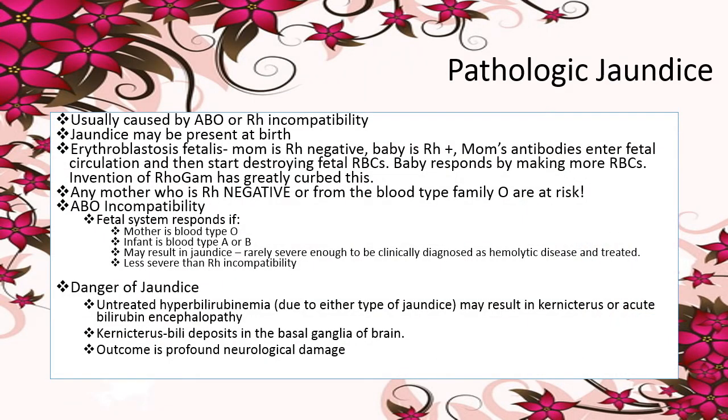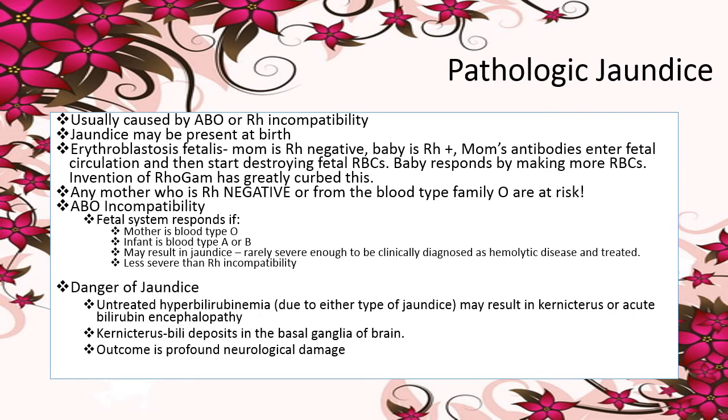Okay, so let's take a look at pathologic jaundice. It's usually caused by ABO or Rh incompatibility. Jaundice may be present at birth. Erythroblastosis fetalis: mom is Rh negative, baby is Rh positive, mom's antibodies enter the fetal circulation and start destroying the fetal red blood cells. The baby responds by making more red blood cells, and the invention of RhoGAM has greatly curbed this process, with the mother getting the injection of RhoGAM.